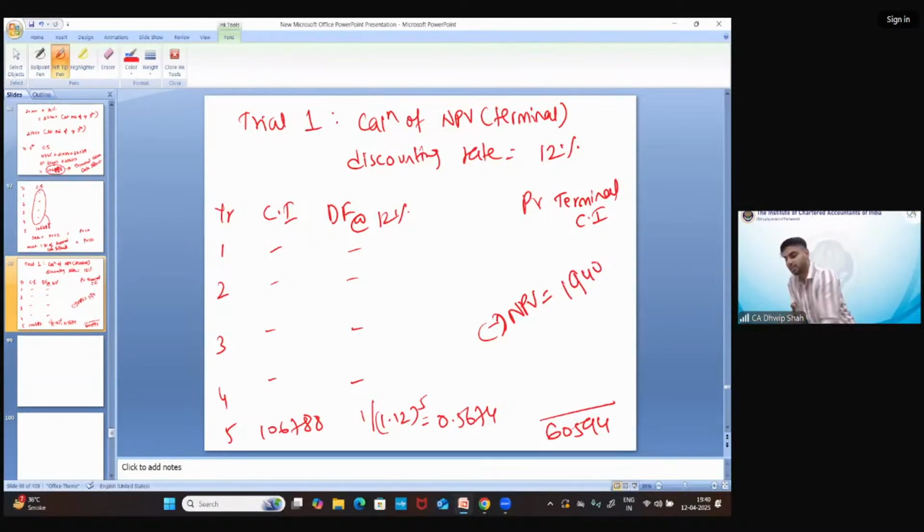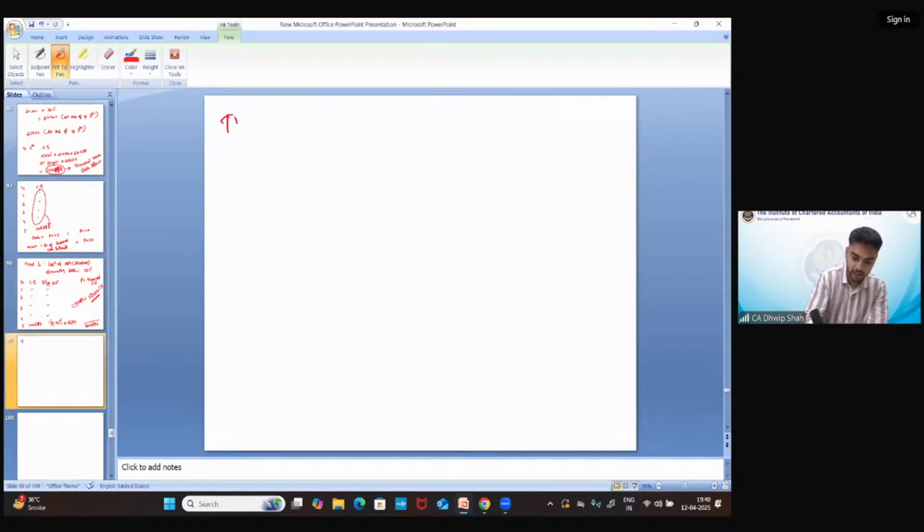19,406 negative, correct? So now our next step: in this case it is coming negative in trial 1. So can I say to bring this to 0, I need to increase my present value because it is already negative. I have to bring it to 0. So I have to increase it. So can I say I have to reduce my discounting rate now? Because the lower the discounting rate, the more the present value. Yes or no? Are you following? Is this clear? So let's take trial 2 at a gap of 5%. So trial 2. Or let's take a gap of 4%. Calculation of NPV.